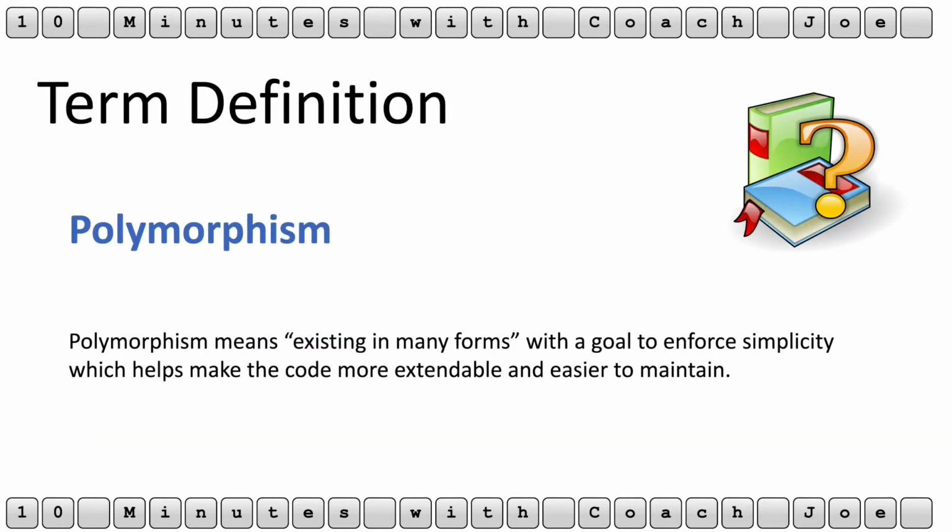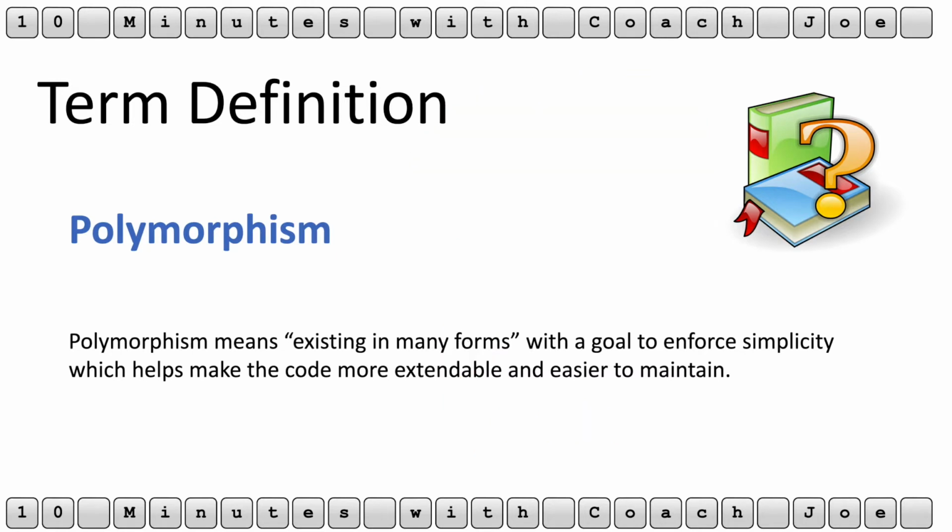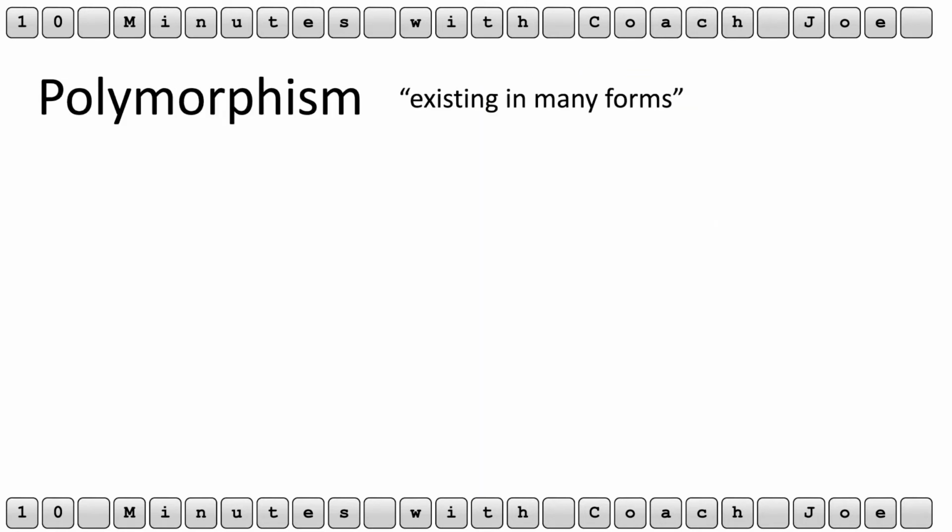With the use of contracts, overloading, and overwriting, we can enforce simplicity, which helps make the code more extendable and easier to maintain. It lets programmers use the same word to mean different things in different contexts. Yes, this definition is a little vague until you better understand the true meaning. Polymorphism means existing in many forms. Specifically, classes and methods can exist in many forms.